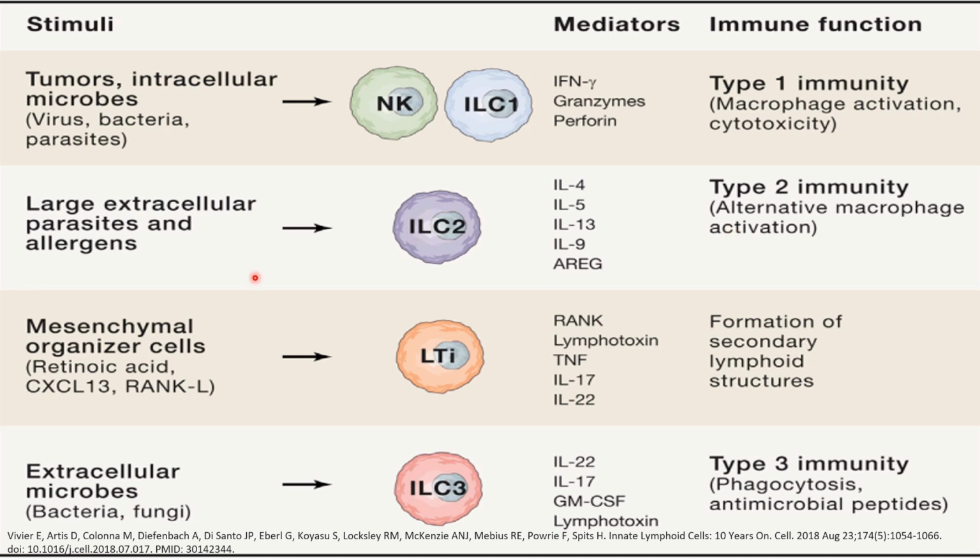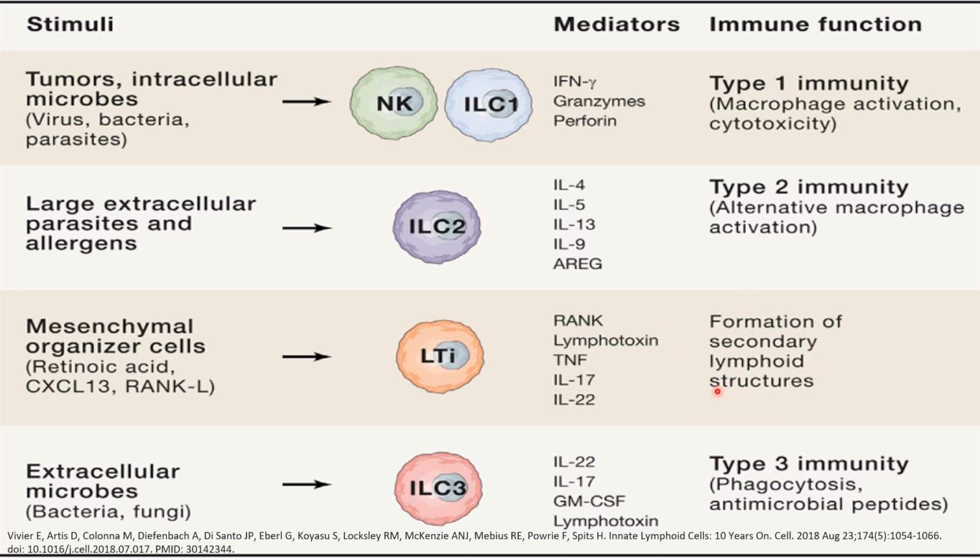Group 3 includes lymphoid tissue inducer, which is stimulated by mesenchymal organizer cells through retinoic acid and other factors, and they secrete lymphotoxin, tumor necrosis factor, interleukin 17, interleukin 22, and RANK. They are responsible for formation of secondary lymphoid structures.